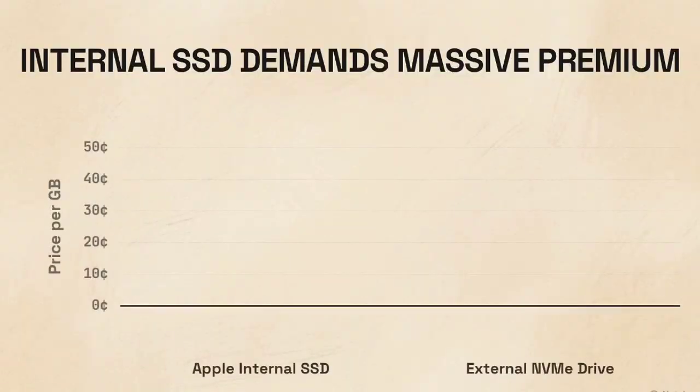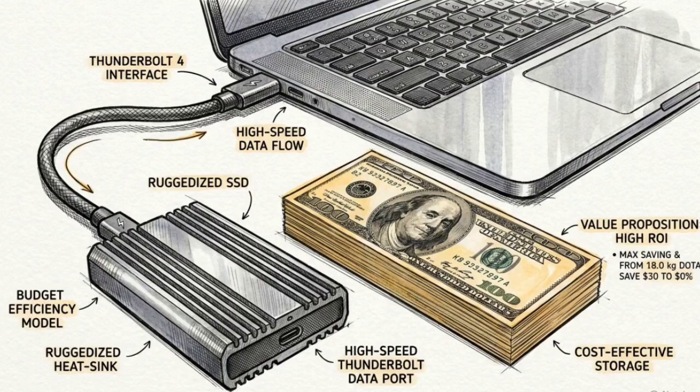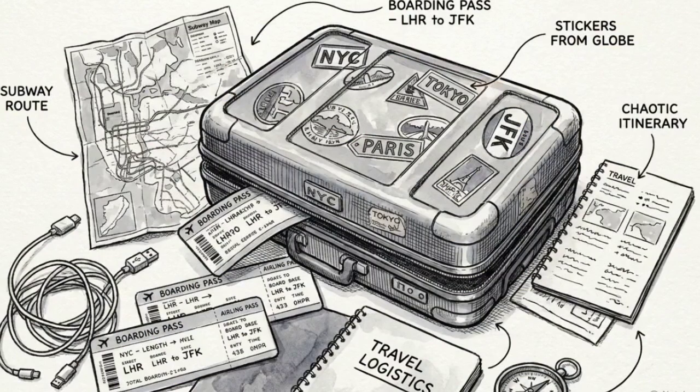This chart compares Apple's internal SSD costs to external NVMe chips. The price per gigabyte for the internal upgrade is exceptionally high. Storing your heavy media files on external Thunderbolt drives is a much more efficient use of your budget. Maximizing internal storage and chassis size sacrifices portability for convenience. It requires a careful look at your travel habits.